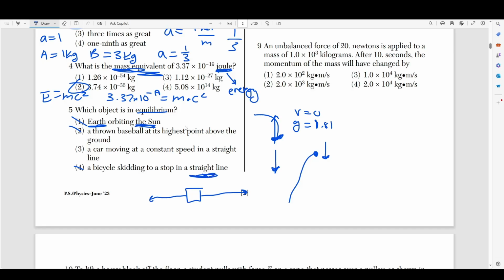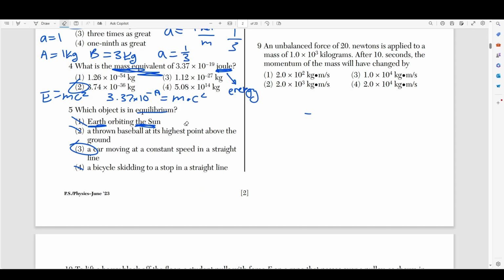If you skid to a stop, that means you're decelerating, right? Which means that there's a force applied backwards to the direction that you're traveling in. And that leaves us with 3 as the right answer, because if a car moves at a constant speed, that means it's not being accelerated or decelerated.